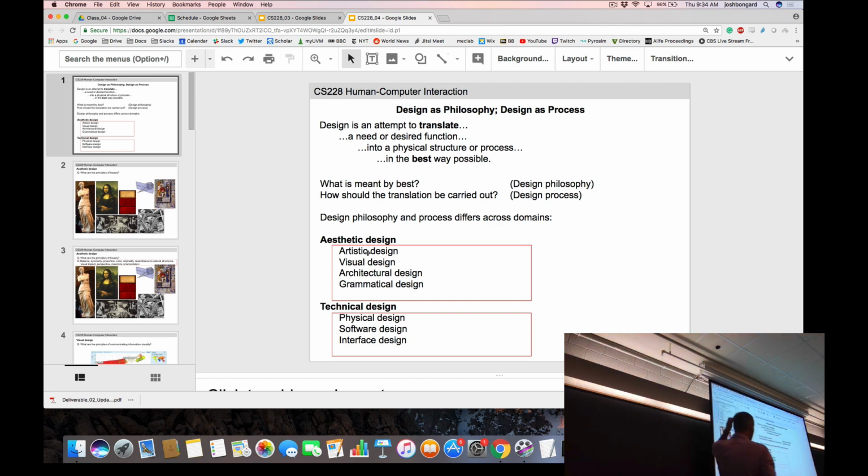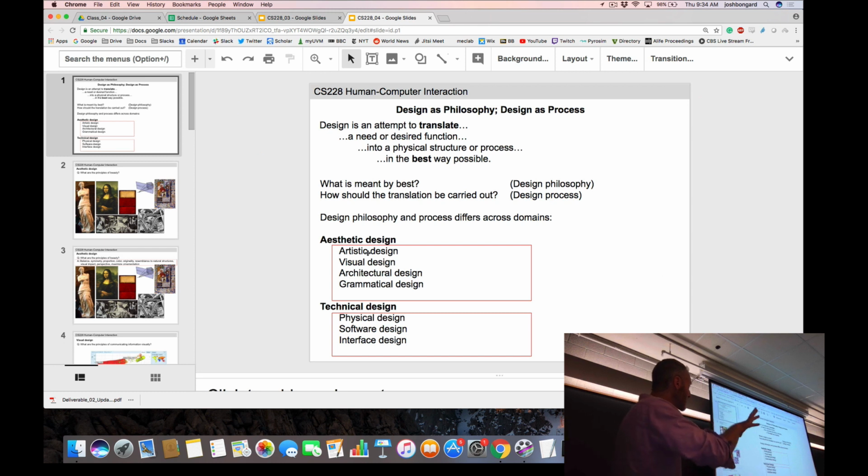Okay. So we want to try and perform this transformation in the best way possible. But what do we mean by best? And that's where design philosophy comes in. I might have a particular design philosophy about the best way to go about coming up with this translation. You may have a different philosophy. You might look at the exact same need and think about this transformation in a completely different way. You have a different idea about what's the best way to do it. The way to do it, the actual way we come up with, is the process, the design process.